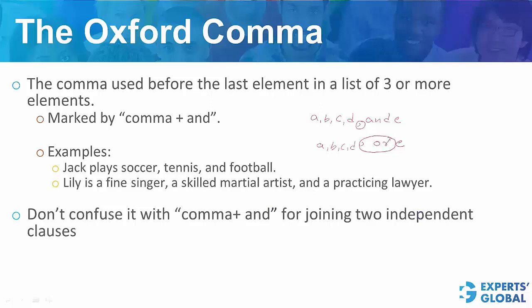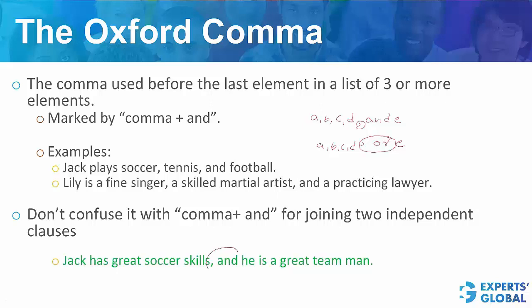Next, please don't confuse the Oxford comma with the comma plus and construction for joining 2 independent clauses. As we saw in the last slide, a comma plus and can be used for joining 2 independent clauses. So this construction is different. This is for joining 2 independent clauses. This comma and construction does not represent an Oxford comma construction. This comma and is for joining 2 independent clauses.